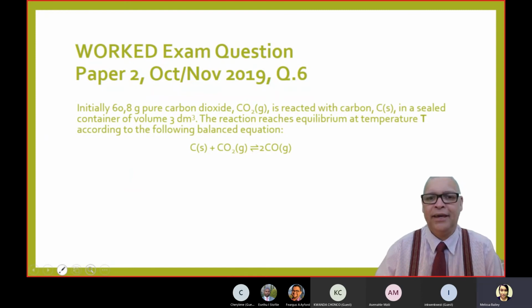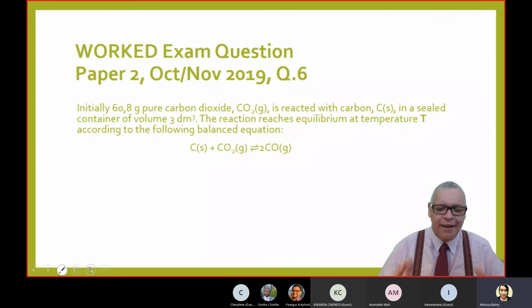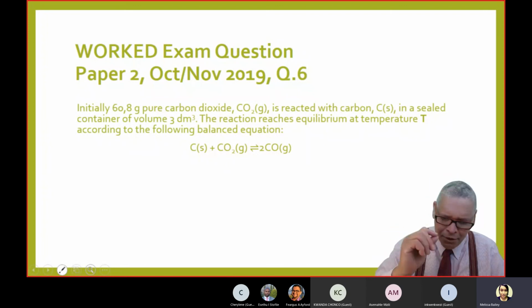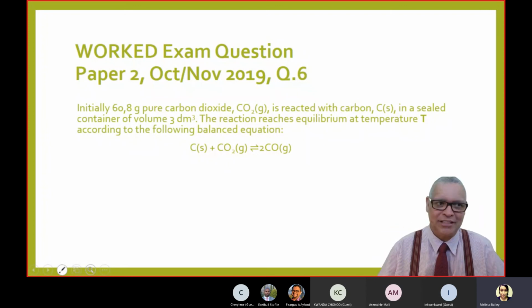Initially, 60,8 grams. Let's put the pause button there. Grade 12s, the examiner is not saying initially so many moles. He's now giving you a mass. So obviously he wants you to calculate something, right? So as you analyze your question, you need to look at every single word, every single expression, because this is going to help you come to a perfect answer in connection with your Kc value.